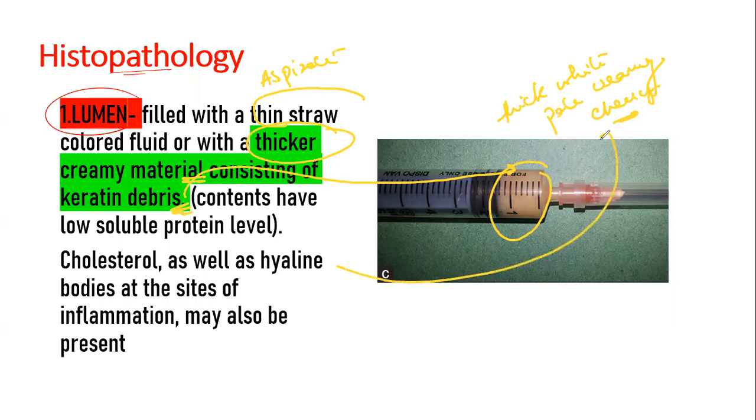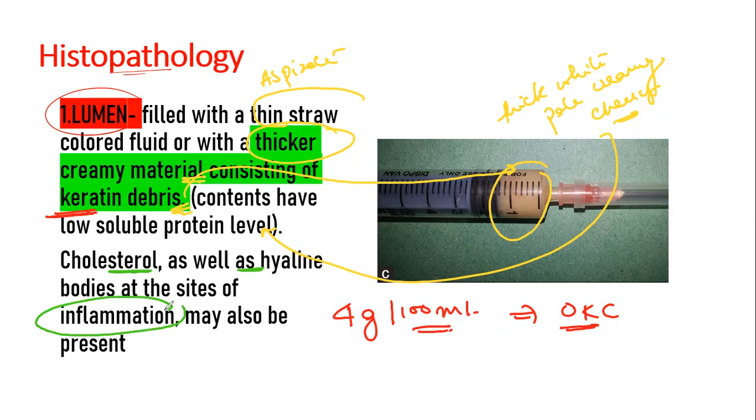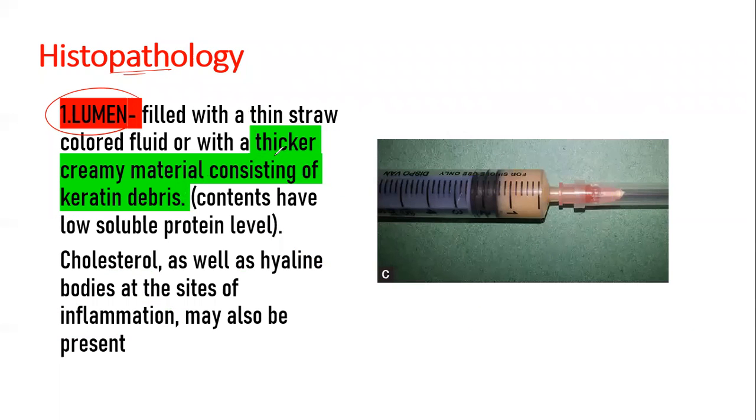And this has low protein level. So the protein level will be less than 4 gram per 100 ml or 40 gram per 1 liter. And this is diagnostic of a keratinizing cyst or an OKC or odontogenic keratocyst. Okay, it will contain a high amount of keratin debris. In some situations, I might also notice cholesterol as well as hyaline bodies, especially in inflamed cysts.